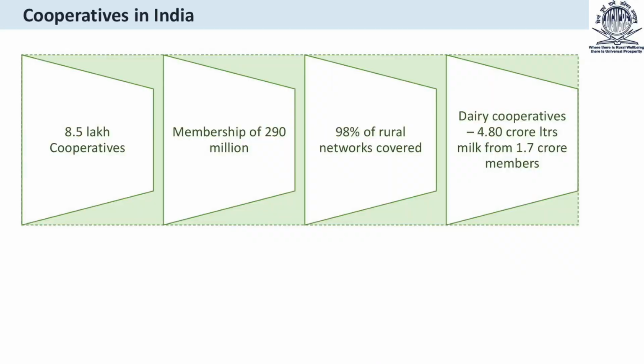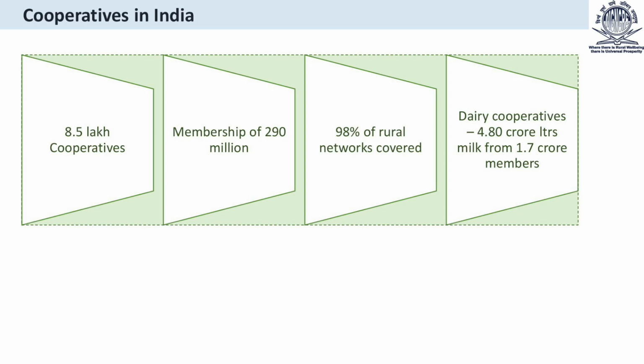Among cooperatives, there are also multi-state cooperatives, that is, those which have operations in more than one state. So, for instance, a producer organization can procure grains from farmers from different states. And in India, there are several thousand multi-state cooperatives that have been registered. Let's have a look at some statistics and data to know the scale and extent of cooperatives in India. According to the Ministry of Cooperation, there are around 8.5 lakh cooperatives in the country with a total membership of 290 million persons.